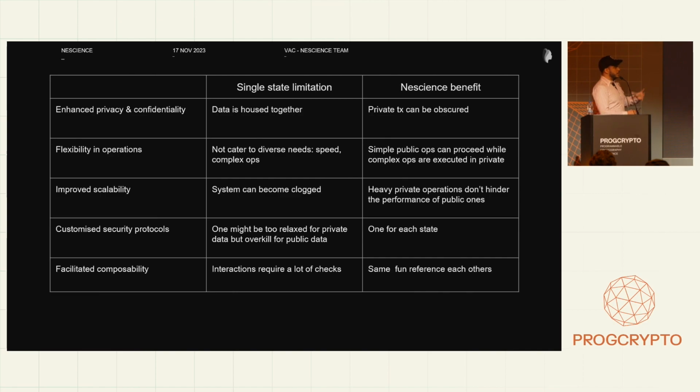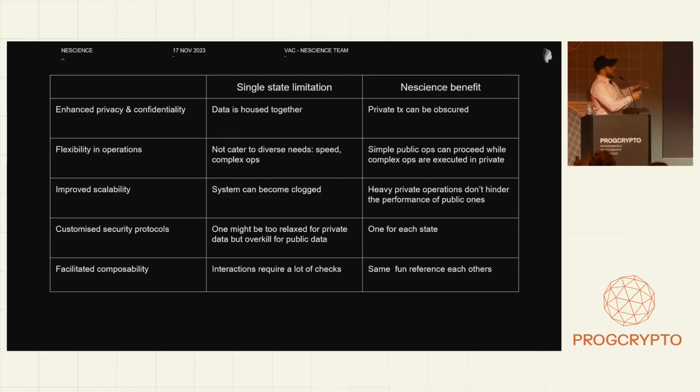Regarding security protocols, in a single state, we will have a single security protocol, which may be too relaxed for private data, but may be overkill for public data. When we adopt state separation, we will have a tailored security protocol for private transactions and a more relaxed one for the public state. Finally, we would like to look at composability. In a single state, interaction would require a lot of checks, while in state separation, public functions can reference public functions, and private functions can reference private ones.